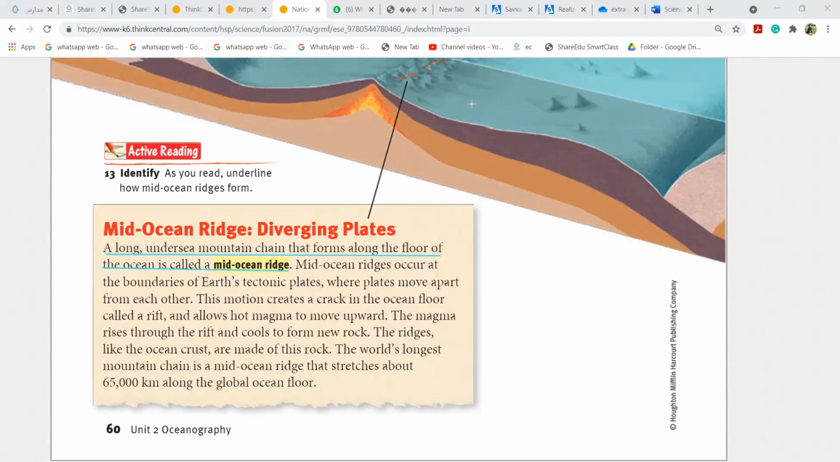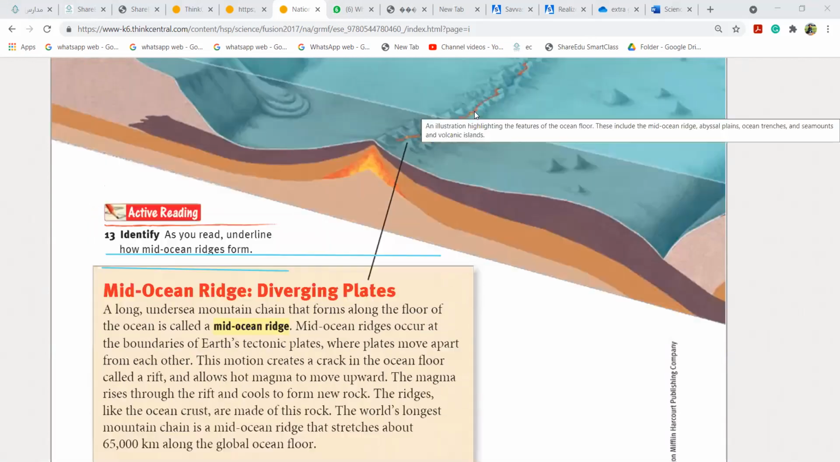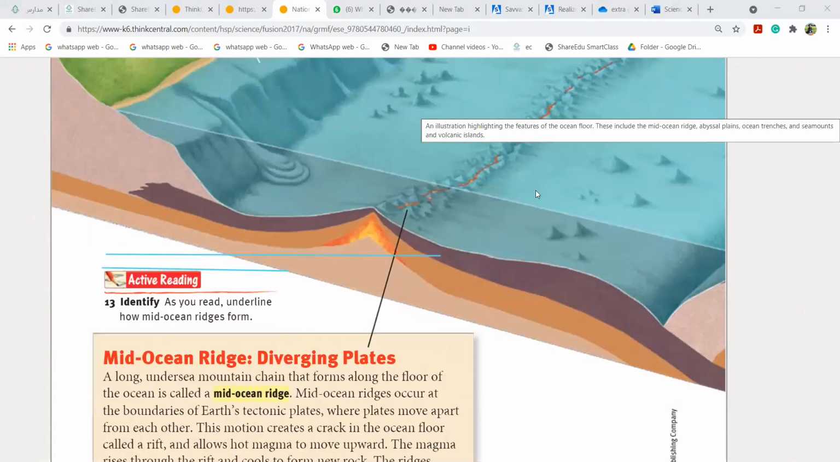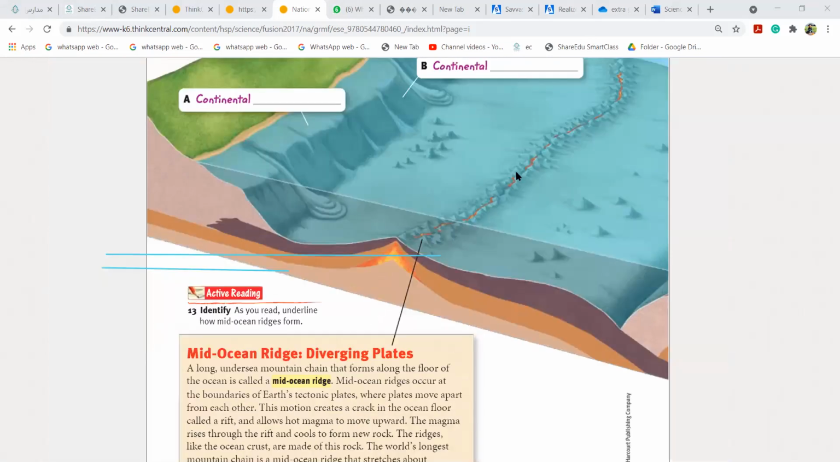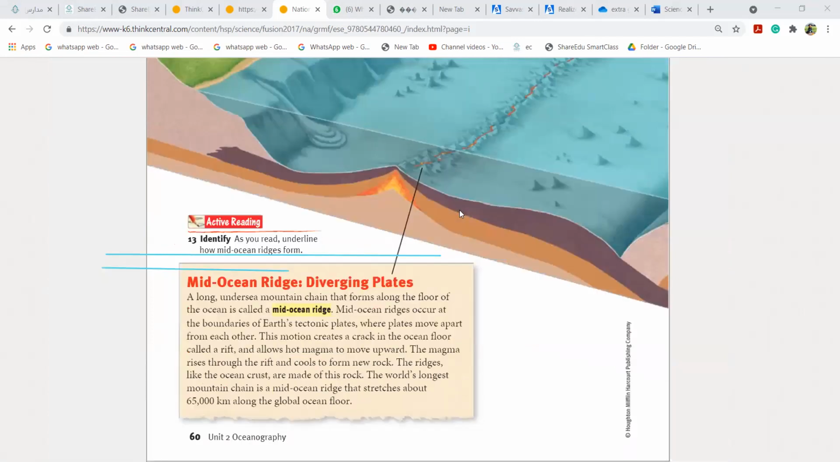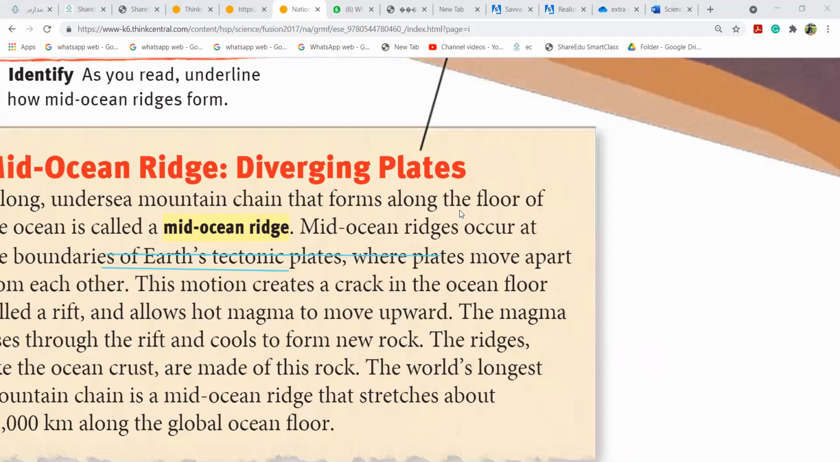It looks like a mountain here, girls. When you see, it looks like a mountain grown from here, other sides, and this is a ridge. This is the top of the mountain, a small mountain even. This is called a mid-ocean ridge.